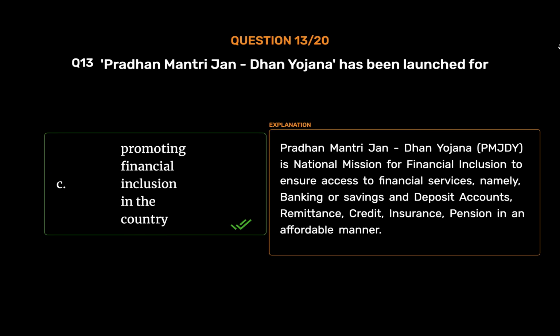Pradhan Mantri Jan-Dhan Yojana (PMJD) is a national mission for financial inclusion to ensure access to financial services, namely banking or savings and deposit accounts, remittance, credit, insurance, pension in an affordable manner.